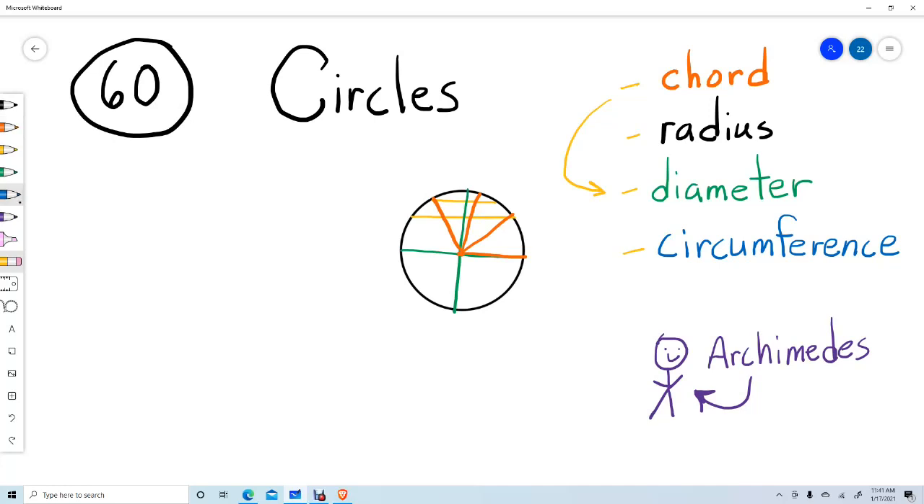Now, what is the circumference? The circumference is just the distance around the outside of the circle. When we talk about squares and rectangles and such, we use the term perimeter. But for circles, the perimeter is called the circumference. All right? I'm going to erase all these lines.